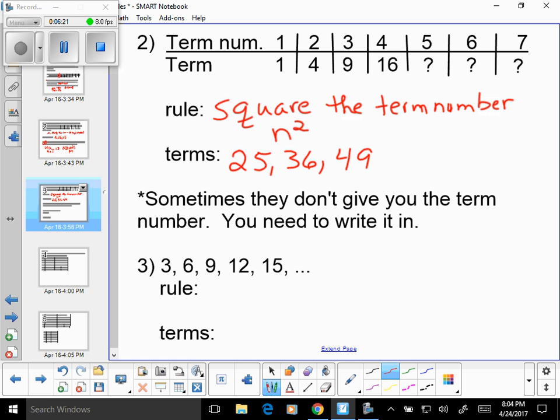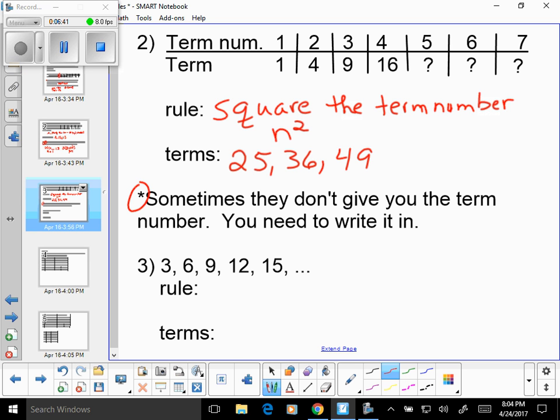Now I showed you example 2 because this one actually comes up quite often, and students miss it a lot, so I try to use it in the examples, and then if you look back in your notes, you should be able to find it. Okay, now here's the other problem.